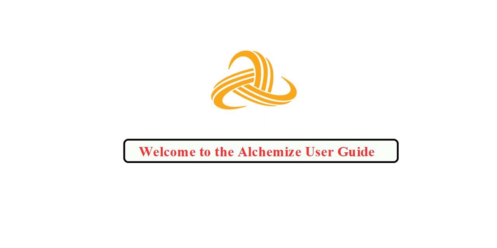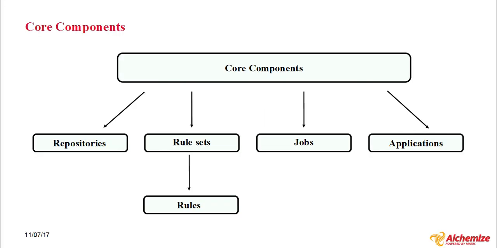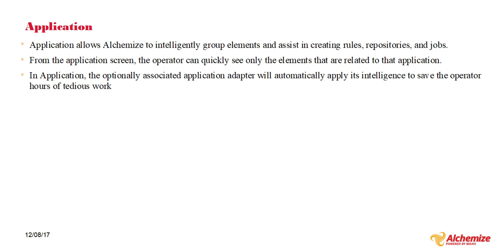Today we are looking at the last of our 4 key components for Alchemize, which is applications. In the last 3 training videos, we went over repositories, rule sets and rules, and jobs. Now we have applications. What is an application? What exactly does an application do?